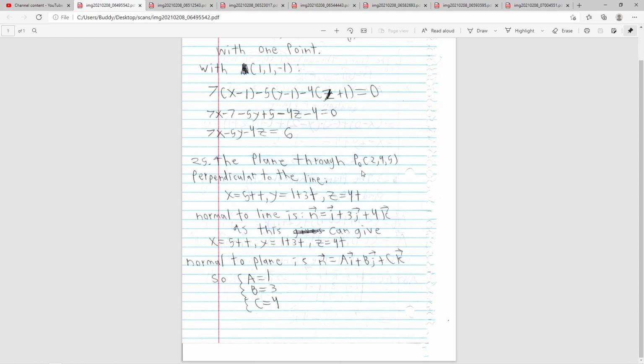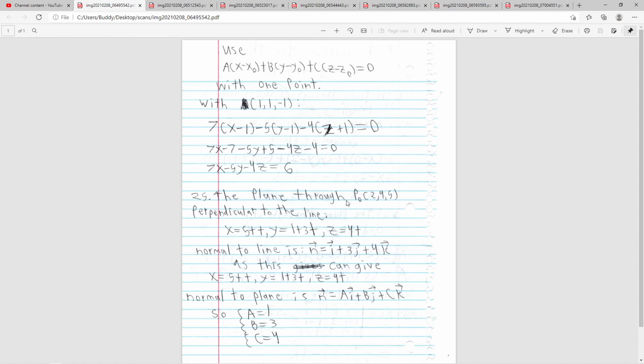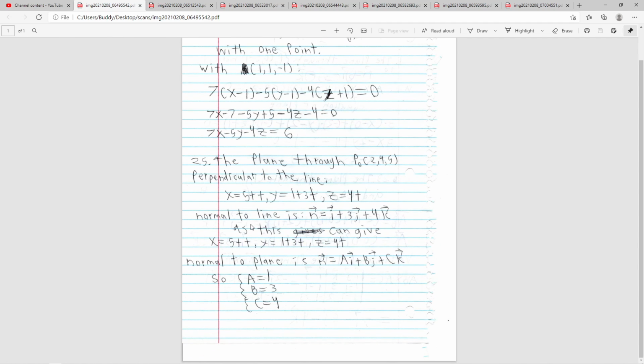Now the plane through P0, 2, 4, 5, perpendicular to the line. Oh, now we have to kind of go in reverse from our parametric equations, because we're given the parametric equations for this line. And perpendicular means normal. So normal to line is the vector n equals i plus 3j plus 4k from 1, here it is. 5 plus t, that means 1 times t, 3 times t, and 4 times t, so 3 and 4. 1, 3, 4.